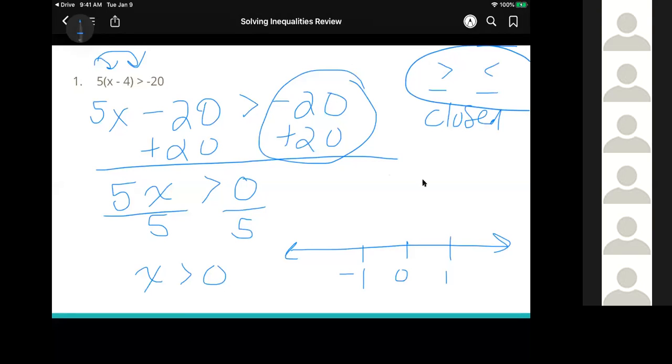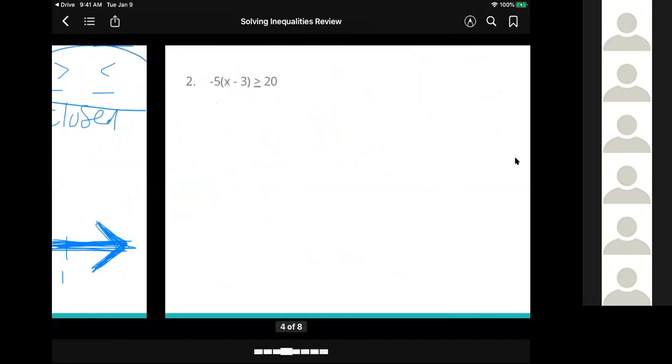All right. So we're going to use an open circle in this case. I've got my open circle, and then I'm going to go greater than. The way we indicate that this goes on forever is we color in the end of the arrow. So we've got the end of the arrow colored in. Any questions on number 1? All right, let's try number 2.